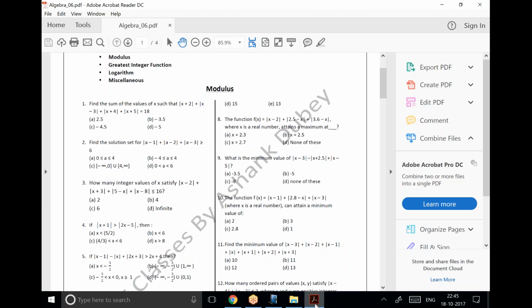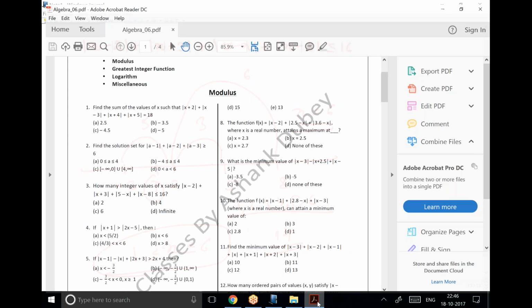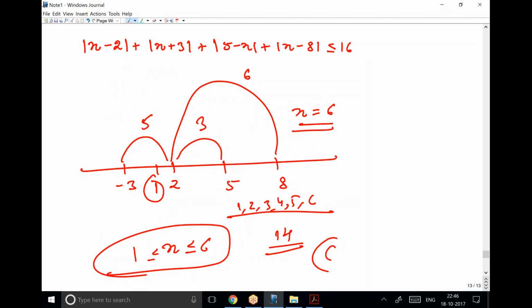So what they are looking for is how many integral values are possible? We can say 1 is possible, 2 is possible, 3, 4, 5 and 6. So 6 values are possible in this particular scenario, which is again answer option C. So C is the right answer for this question.